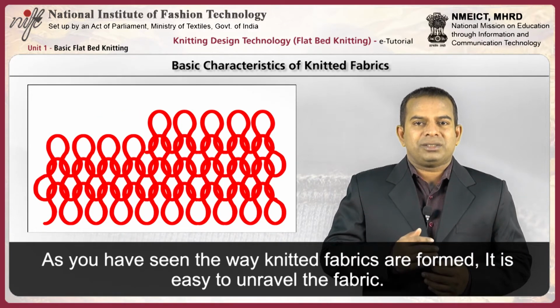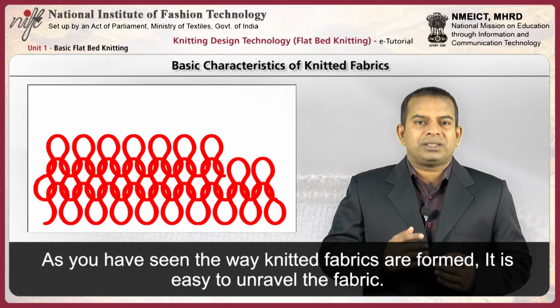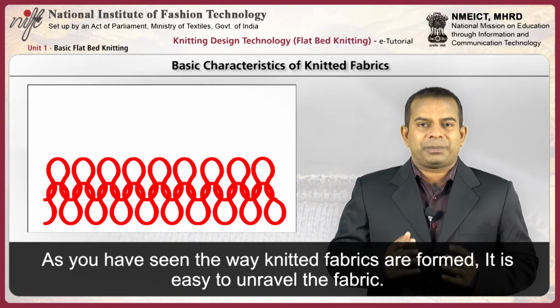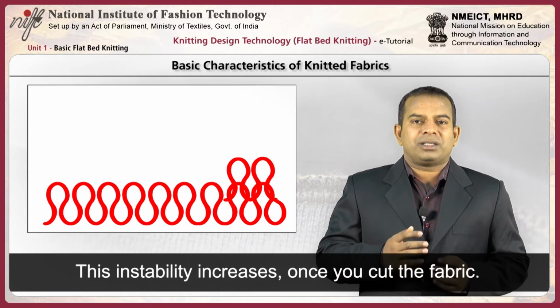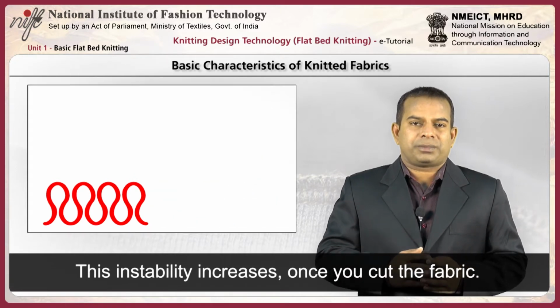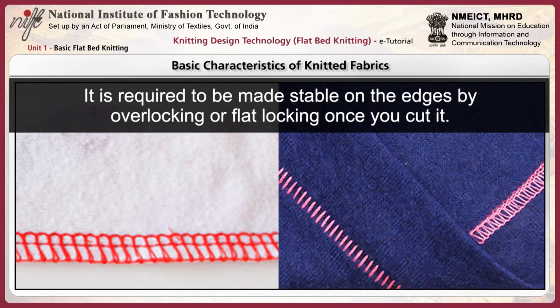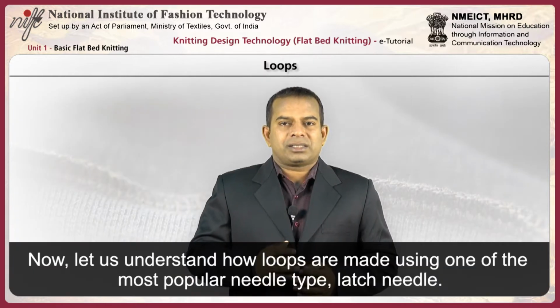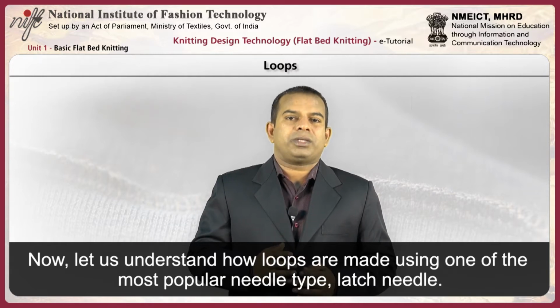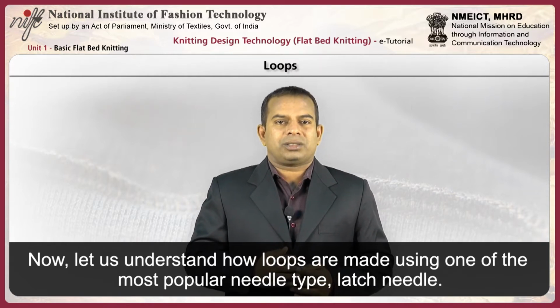As you have seen in the way knitted fabrics are formed, it is easy to unravel the fabric. This instability increases once you cut the fabric. So, it is required to be made stable on the edges by overlocking or flat locking once you cut it. Now, let us understand how loops are made using one of the most popular needle types, the latch needle.